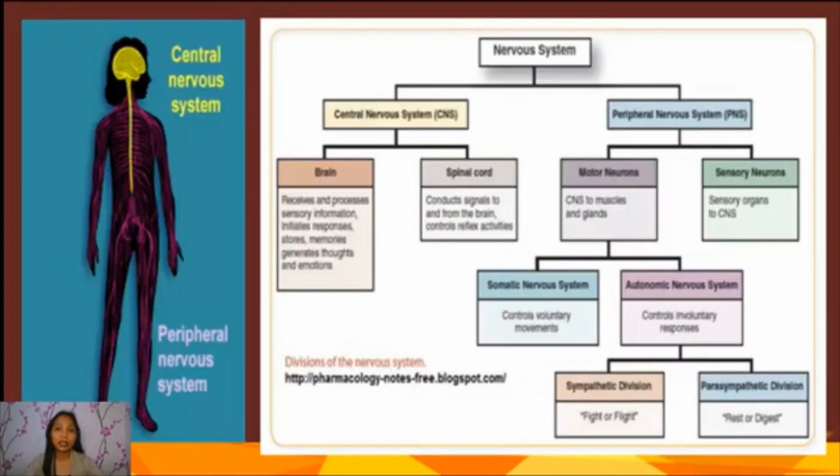In this diagram, it shows a brief description of each division of the nervous system. As you can see, the central nervous system is made up of the brain and the spinal cord, while the peripheral nervous system or the PNS is composed of the nerves that branch out from the brain and the spinal cord to the specific body parts, and is divided further into somatic and autonomic nervous system. The somatic nervous system controls the voluntary body movements, while the autonomic nervous system controls the involuntary action.